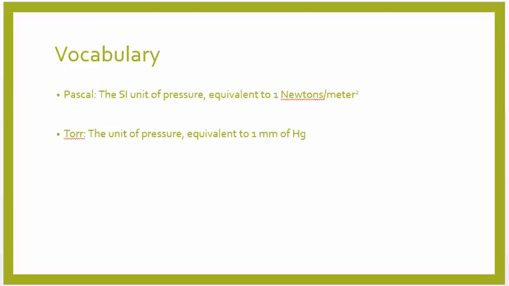Some vocabulary. The Pascal is the SI unit of pressure. It's equivalent to 1 Newton per meter squared. Torr, the unit of pressure, is equivalent to 1 millimeter of mercury. We'll use Pascal, as you have seen it a whole lot more than you'll use Torr, especially in physics. Certain units are more common in different fields, and in physics we use the Pascal quite a bit.